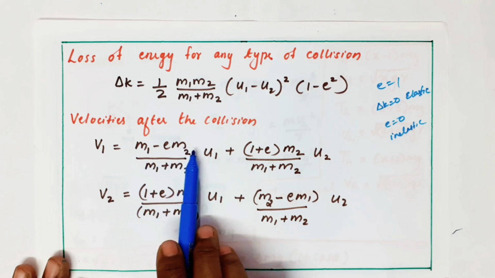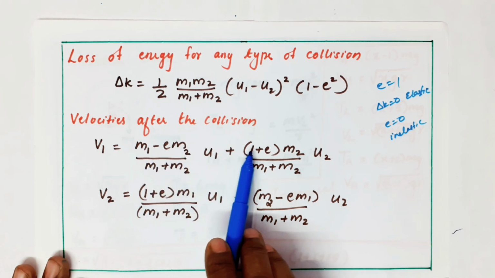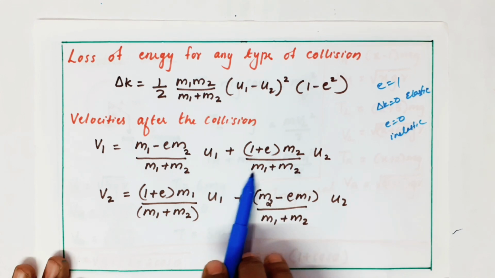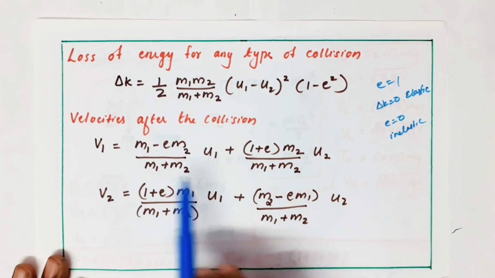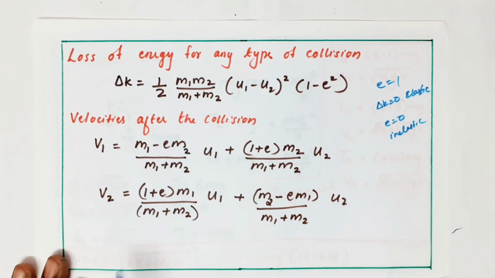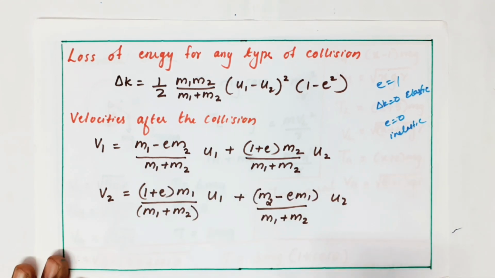m1 minus e m2 by m1 plus m2 into u1 plus 1 plus e into m2 by m1 plus m2 into u2. Mostly for the board exam, we may not study with e. Now I am giving with e, because they may ask questions with e. So here if e equals 1, you will get the simple formula.